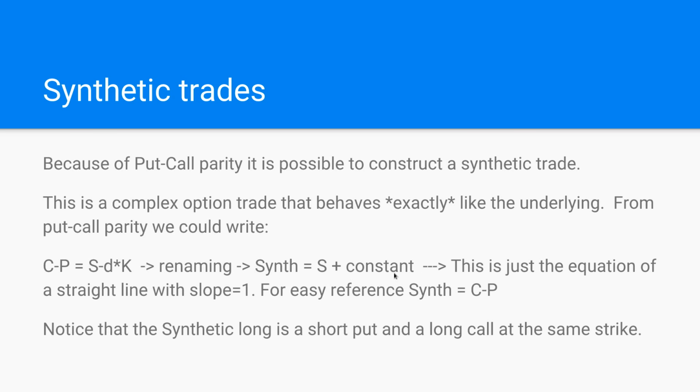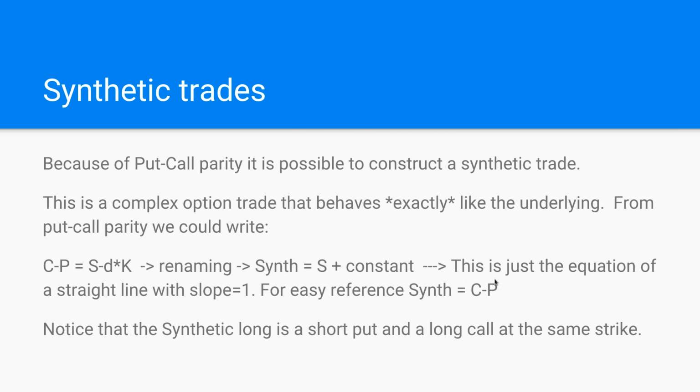And if you notice, what is this equation? This is just a straight line with a slope of 1. This is the slope of this thing. So basically, my synthetic is just tracking the underlying 1 to 1. That's exactly what the synthetic is doing. So what is the synthetic component? The synthetic is C minus P, this part.